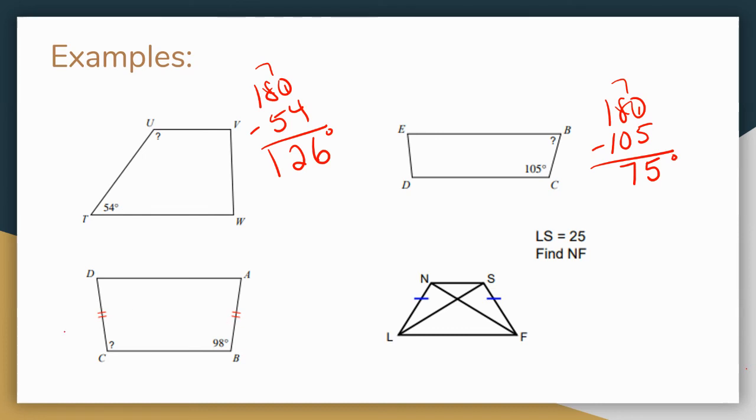With the isosceles trapezoid, this angle is 98 degrees. The other angle also has to be 98 degrees because when you have two congruent legs, your base angles are congruent. And then LS is equal to 25, so NF is also equal to 25 because your diagonals are congruent in an isosceles trapezoid. And we have those congruency markings there, so we know that that's an isosceles trapezoid.